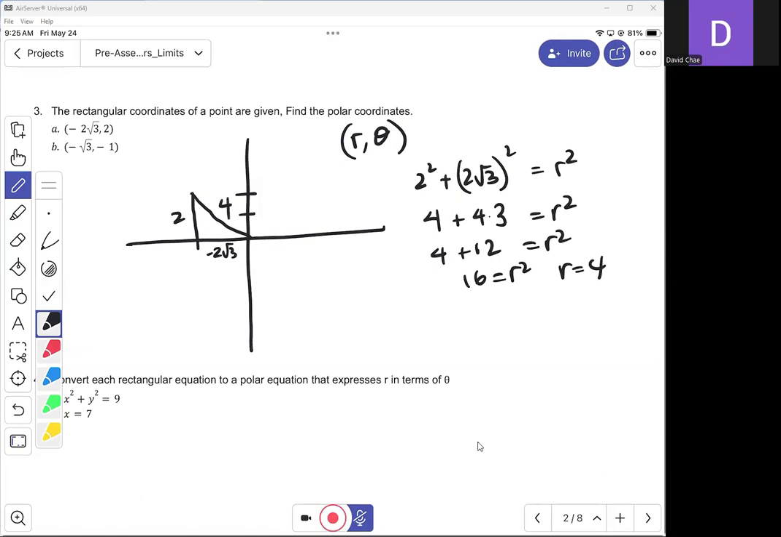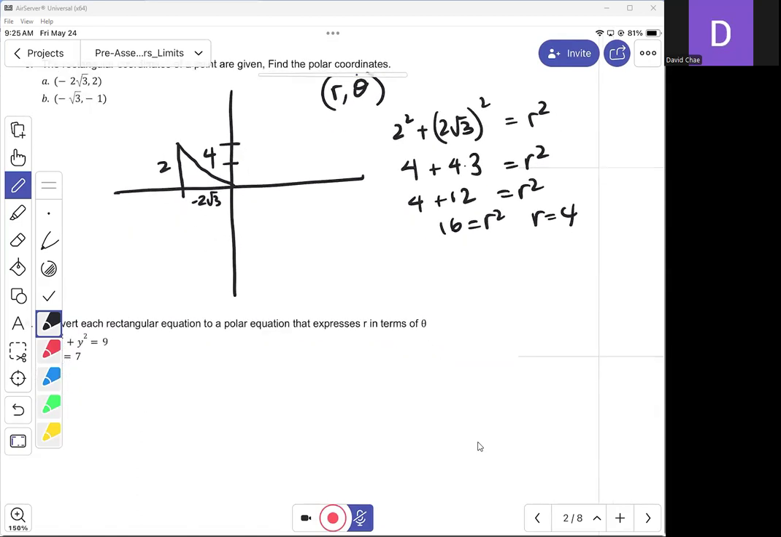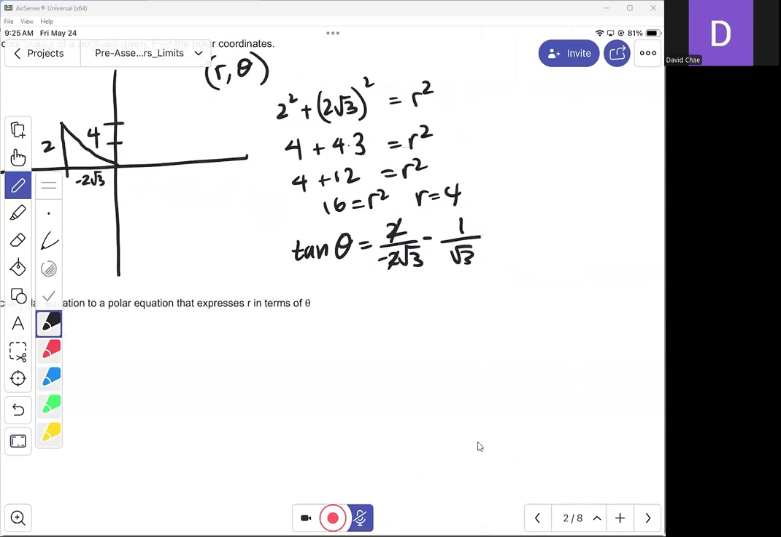So our r is 4, and then we have to get the angle. Tangent of theta is equal to 2 over negative 2 radical 3. Okay, so cancel, this will be negative 1 over radical 3. And then I rationalize it, so it'll be negative radical 3 over 3. So if you look on your trig table, where is tangent negative radical 3 over 3? And remember, it has to be in quadrant 2.